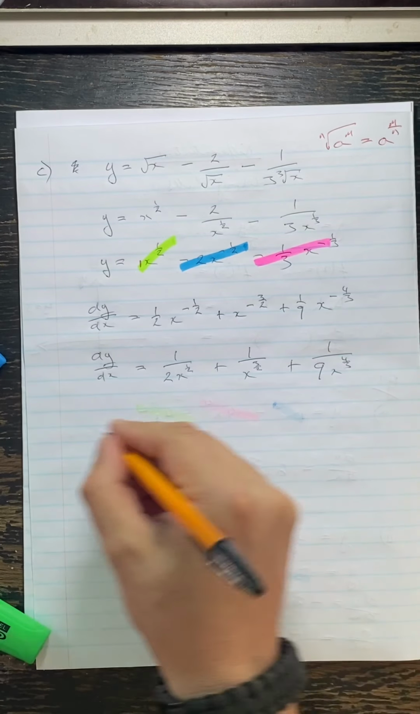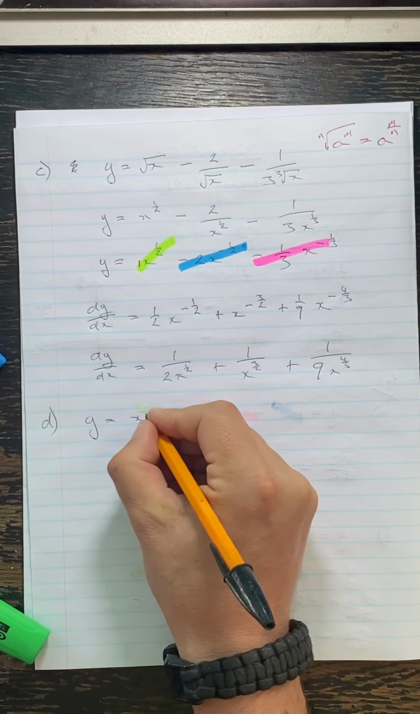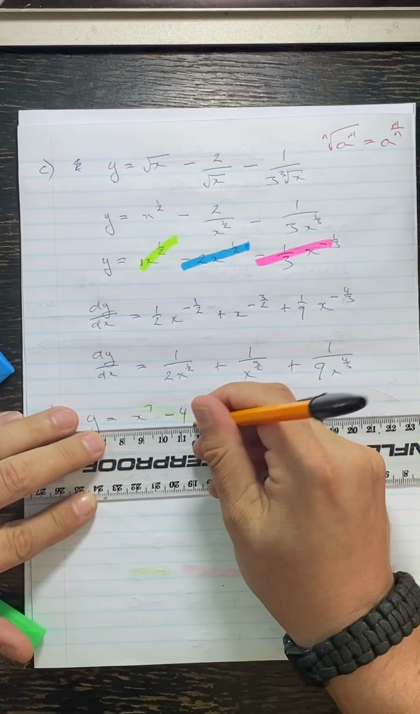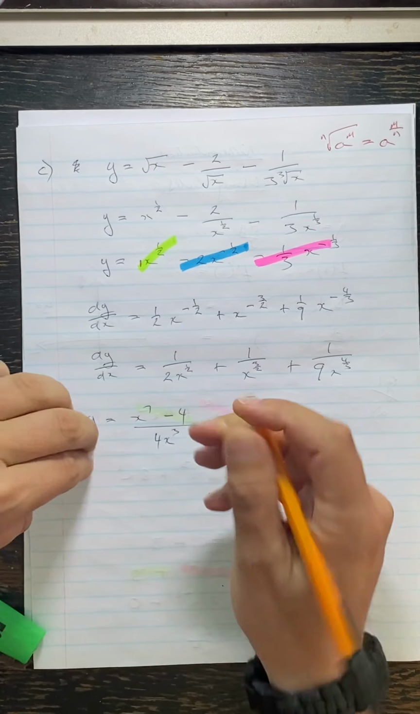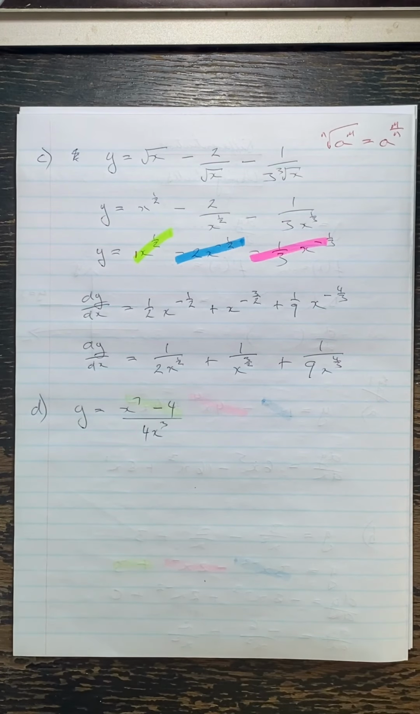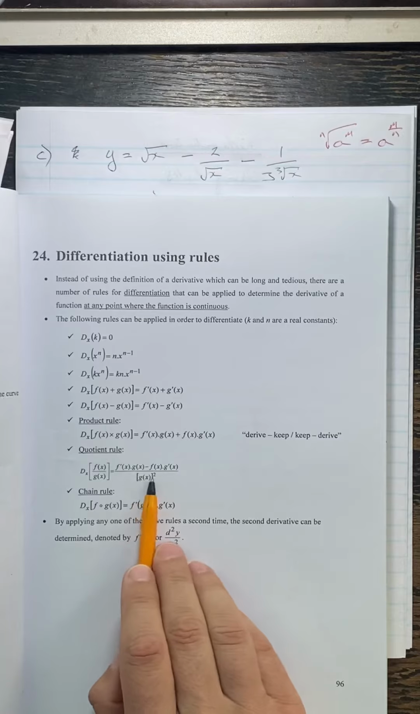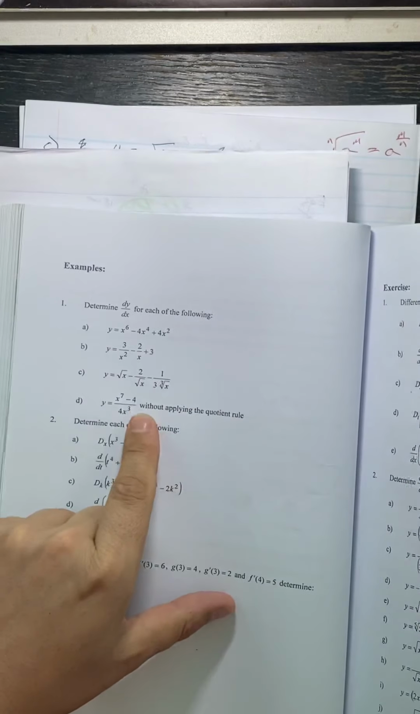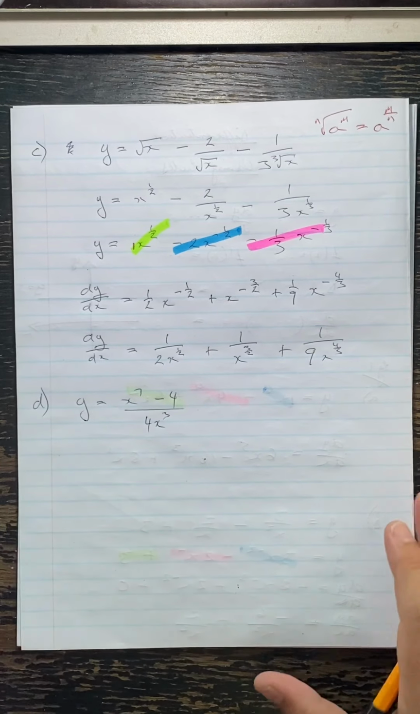Then question D. We've got y is equal to x to the 7 minus 4 over 4x to the 3. Now, this would be a candidate to be using the quotient rule, okay? Where you can see over here, the quotient rule is saying if you've got a function over a function, okay? But this question is specifically telling us without applying the quotient rule, okay? So I'm not going to use the quotient rule for this one.